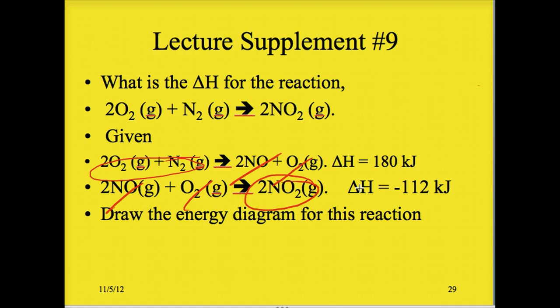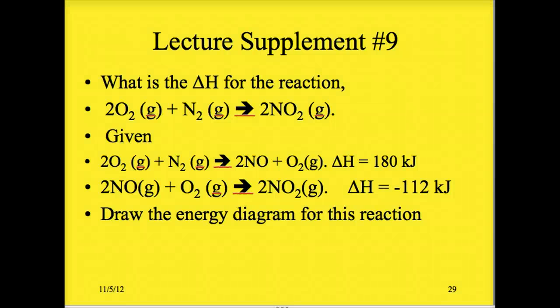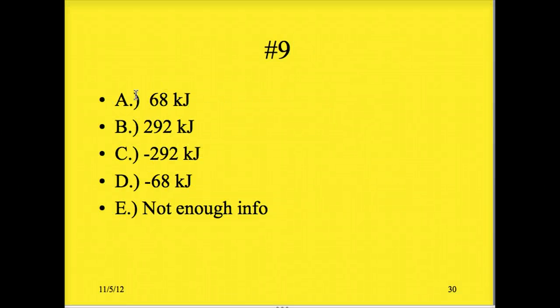So the delta H of this reaction is quite simply going to be 180 kJ plus, I know it's a little redundant, minus 112 kJ. Running this through my calculator, I get 68 kJ overall. That one's almost so easy that it's hard to see. So let's see what they have on next. I believe our answer was 68, so it would be A.